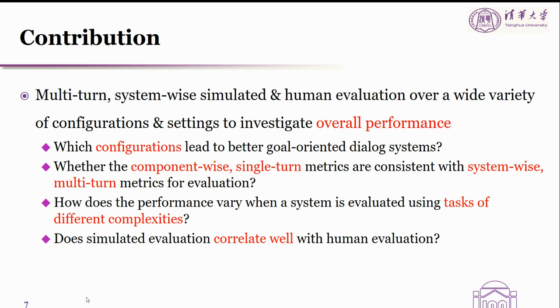We want to answer the following four research questions. First, which configurations lead to better goal-oriented dialog systems? Second, whether component-wise single-turn metrics are consistent with system-wise multi-turn metrics. Third, how does the performance vary when a system is evaluated using tasks of different complexities? And last, does simulated evaluation correlate well with human evaluation?